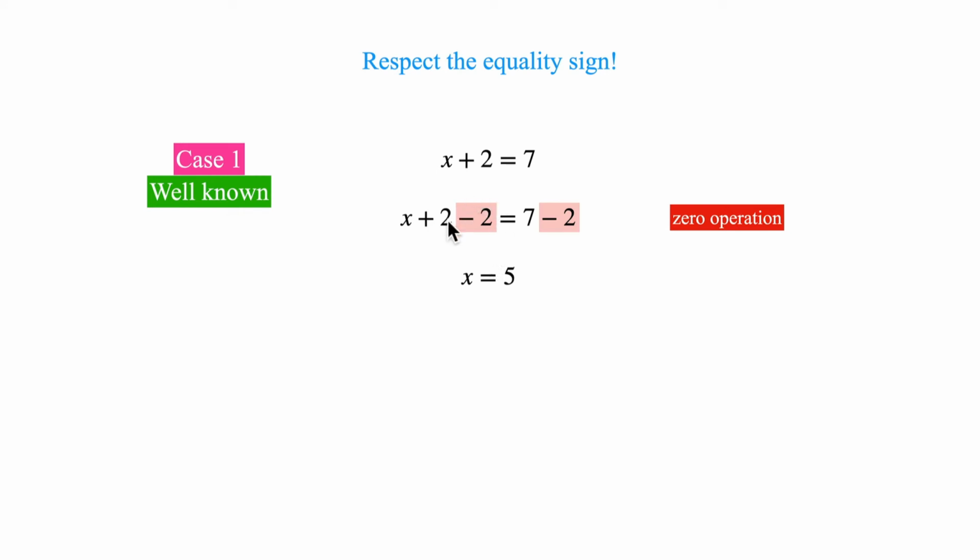And observe, very important, you are not allowed to subtract a number just from one side, because then you would disrespect the equality sign. You must perform the same operation on both sides to be still able to keep this equality sign.